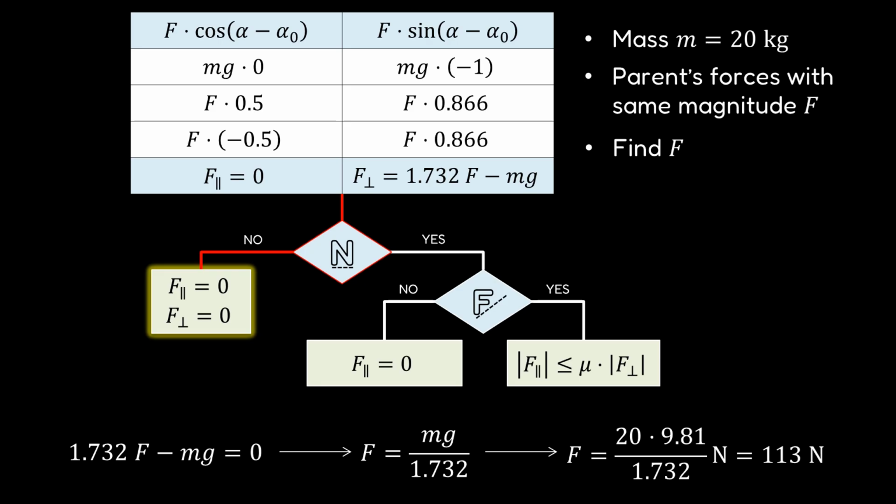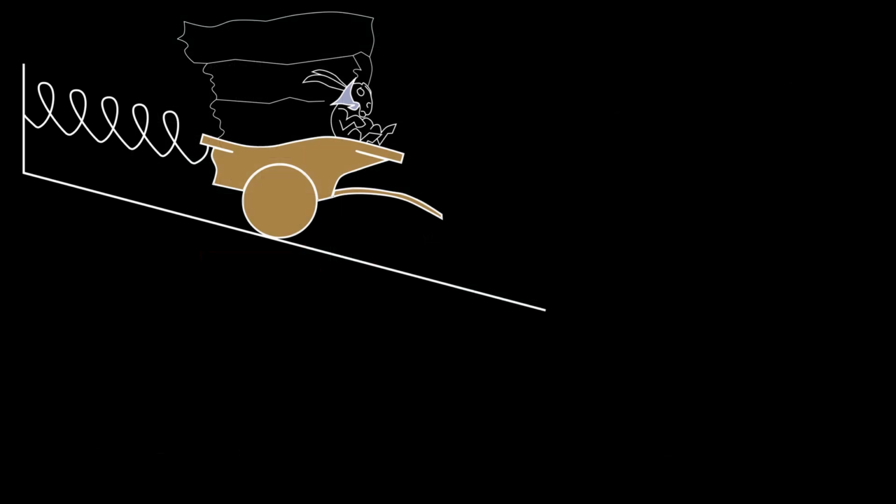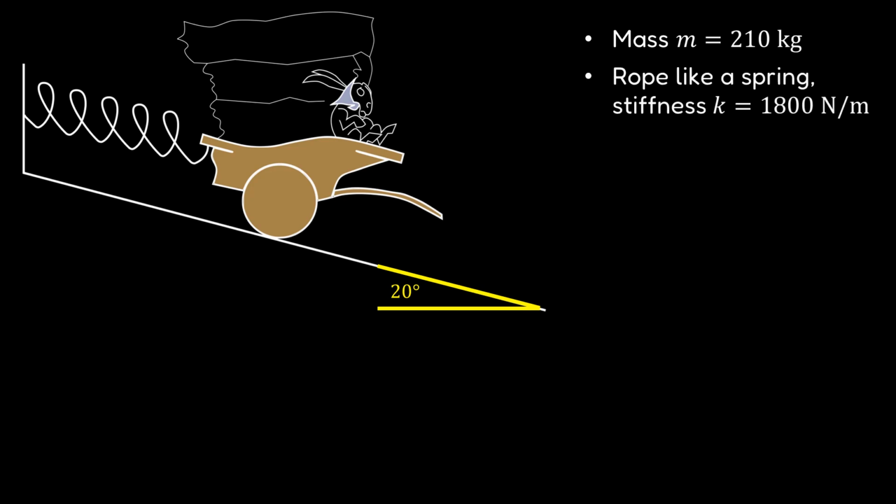Let's see one more problem. A cart with a mass of 210 kilograms is fixed along a slope inclined at 20 degrees to the horizontal by an elastic rope that behaves like a spring, with a spring stiffness K of 1800 newtons per meter. Neglecting friction, by how much will the elastic rope stretch?